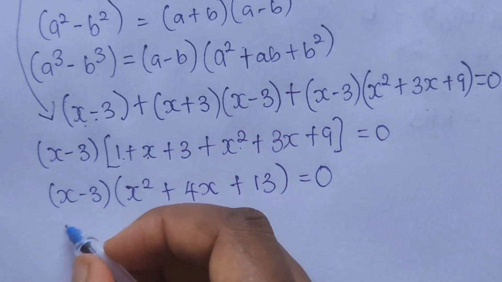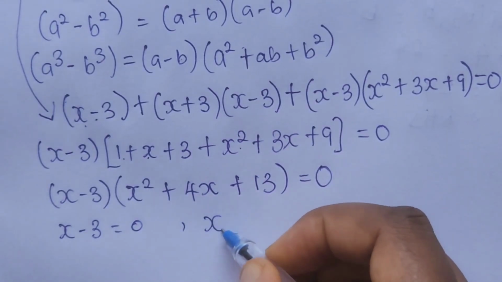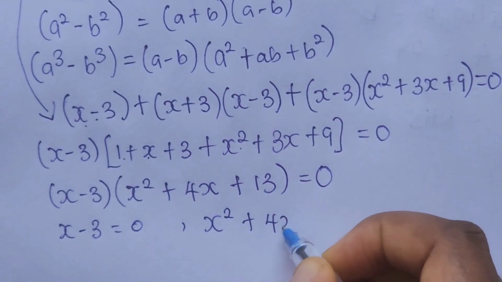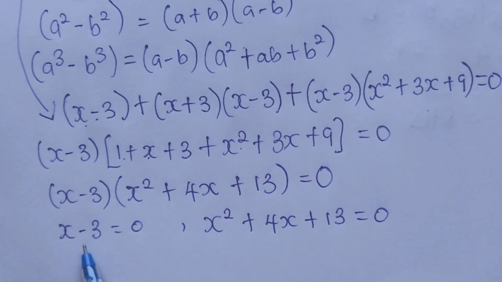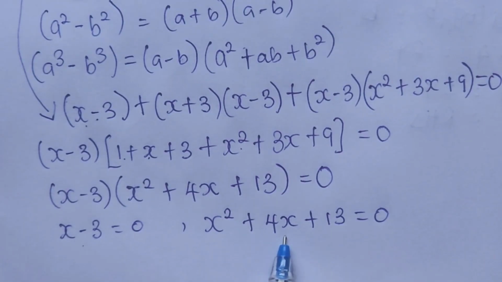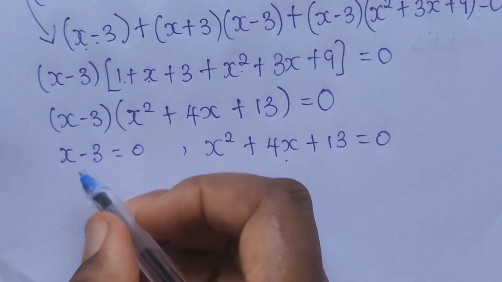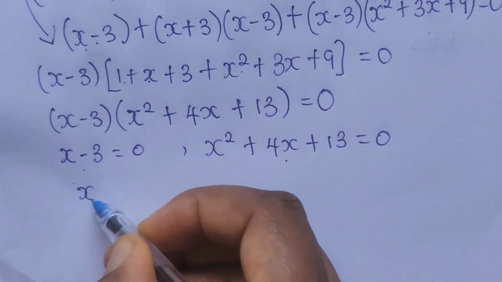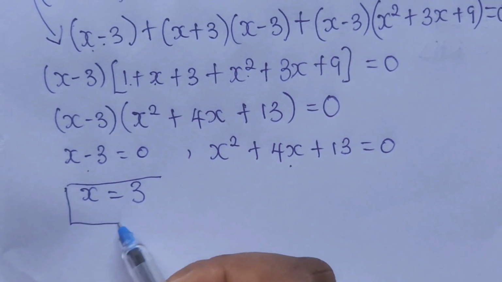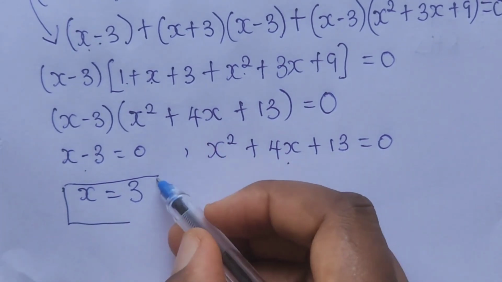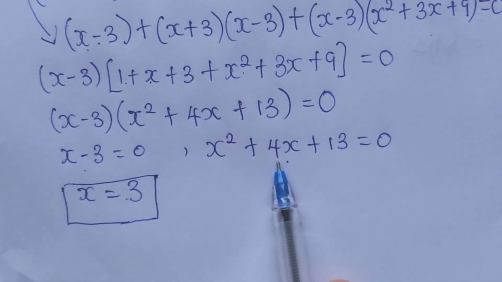So from here, it simply means that x minus 3 is equal to 0, and x squared plus 4x plus 13 is equal to 0. So we'll be resolving this linear and quadratic equation. So for this, we'll have that x is equal to 3. So we've gotten the first value for x as 3. So let's resolve this quadratic equation.